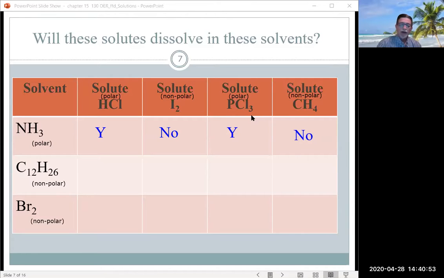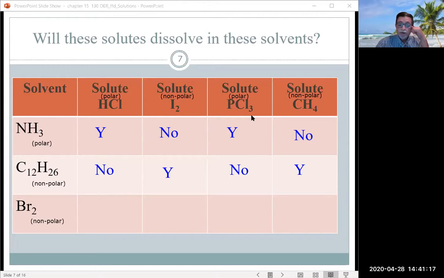Next solvent down, the hydrocarbon with hydrochloric acid, no solubility. Next one, yes, because they're both nonpolar. We're going to get a no for PCl3 in the hydrocarbon, because of polarity. And then finally, the last one, yes, because they're both nonpolar.